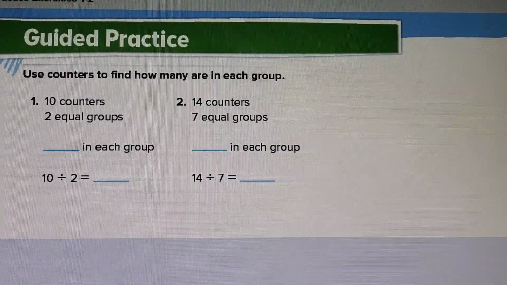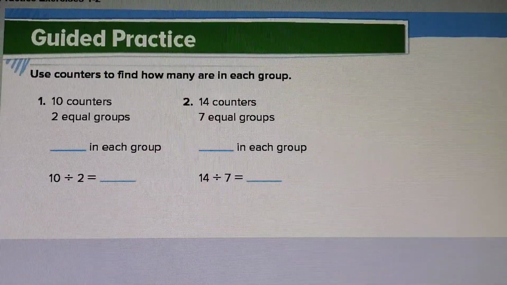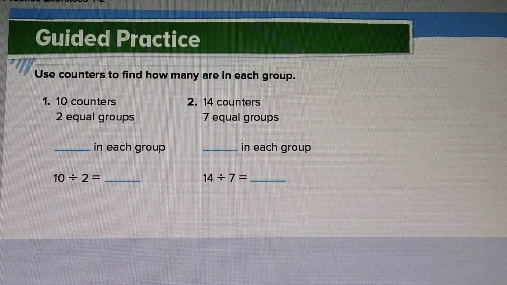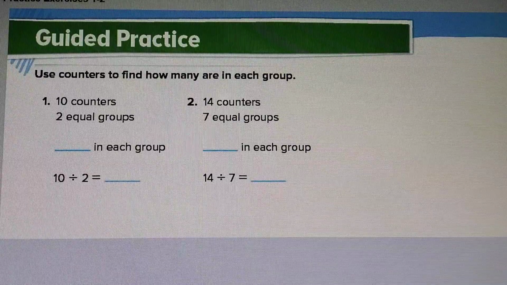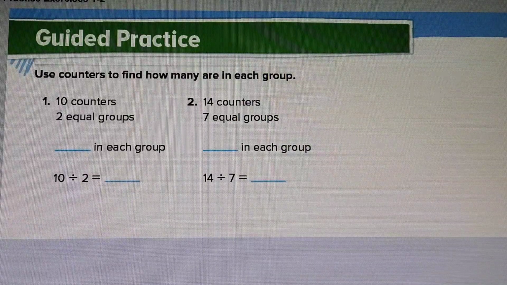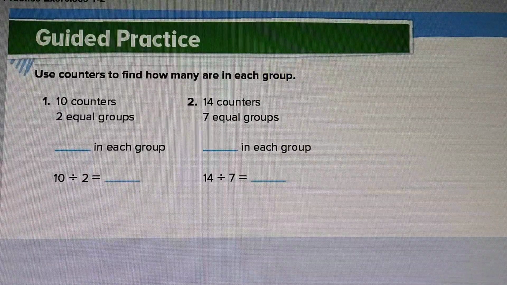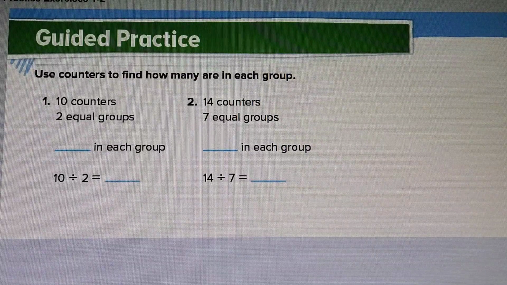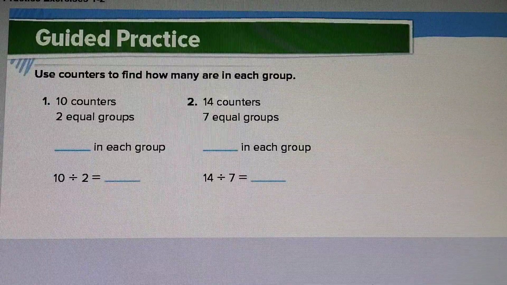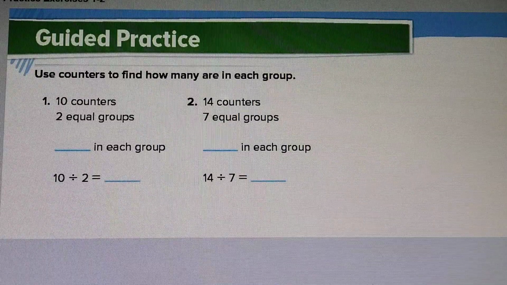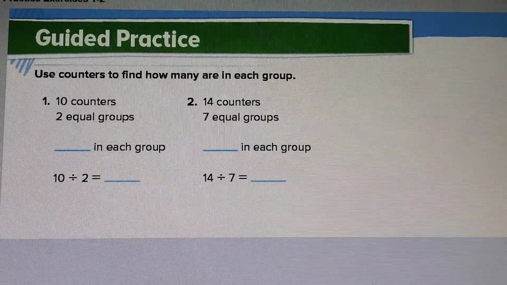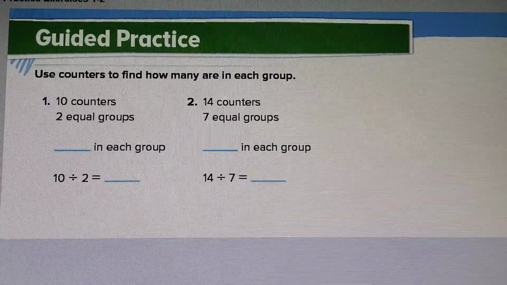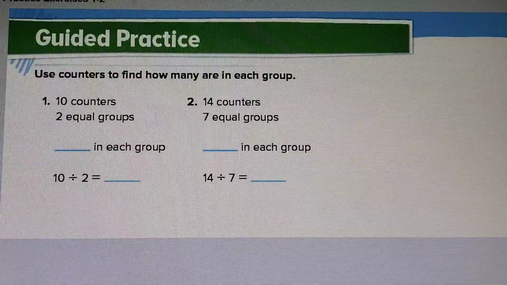Guided practice. Use counters to find how many are in each group. So you have 10 counters. You want 2 equal groups. So you'll find out how many in each group. 10 divided by 2 equals unknown. Number 2, you'll need 14 counters. You'll make 7 equal groups to find out how many in each group. 14 divided by 7 equals unknown. You can stop this while you use your counters to find the answer.